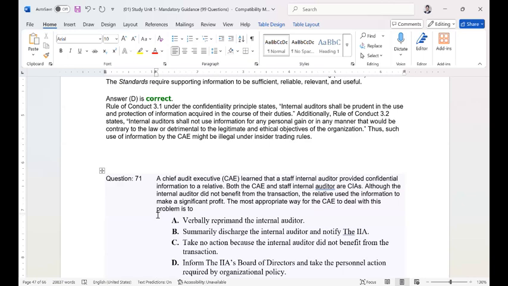What is the answer for this? B. Our chief learned that the staff provided confidential information to a relative. Both the CIAs benefit from that. The relative used the information to make a significant profit. The most appropriate way: verbally reprimand the auditor; summarily discharge the internal auditor and notify the IIA. My God, very harsh. Summarily discharge. Take no action because the internal auditor did not benefit. The C is out. Inform the IIA board and take the personal action required by the organization policy. So D seems not right. So it's A or B.